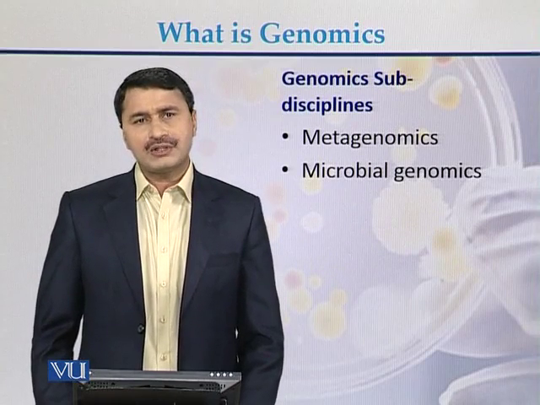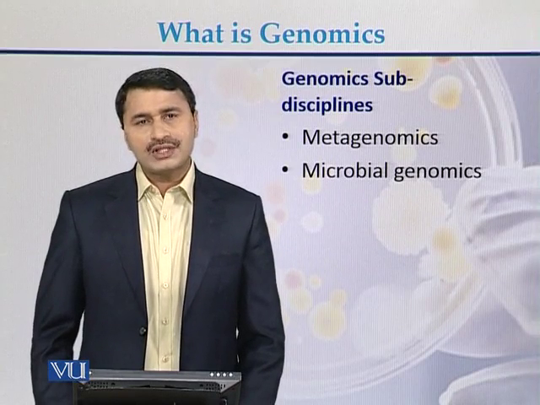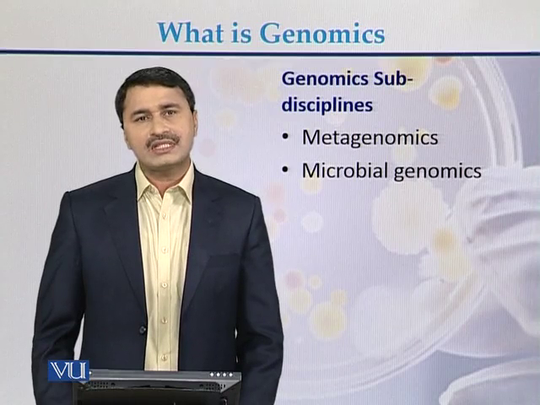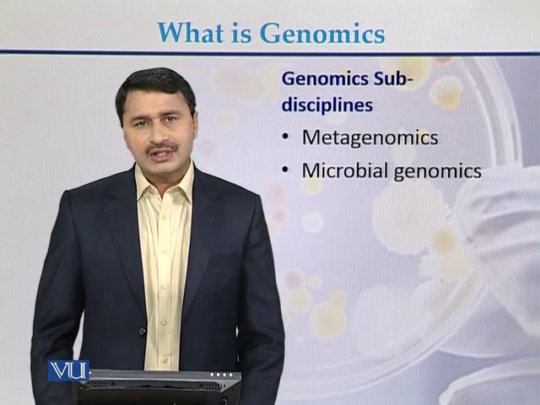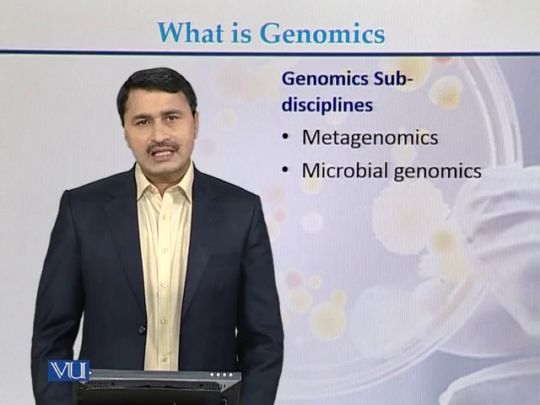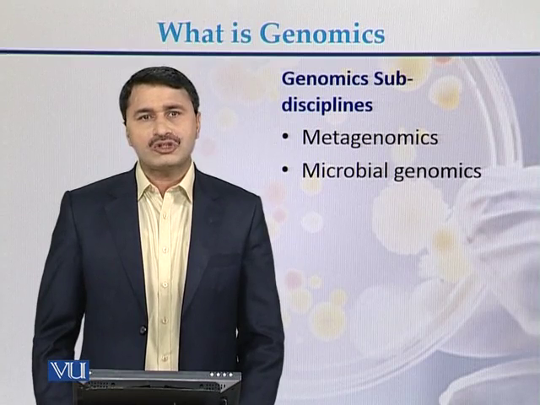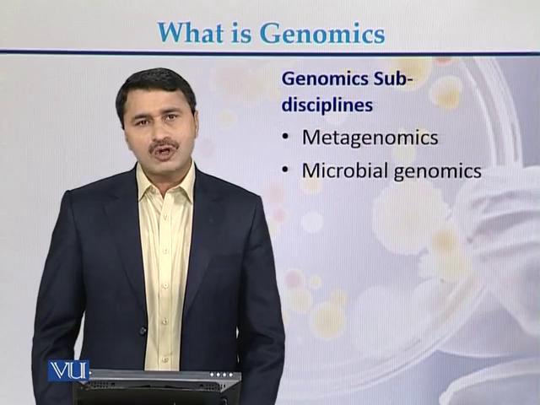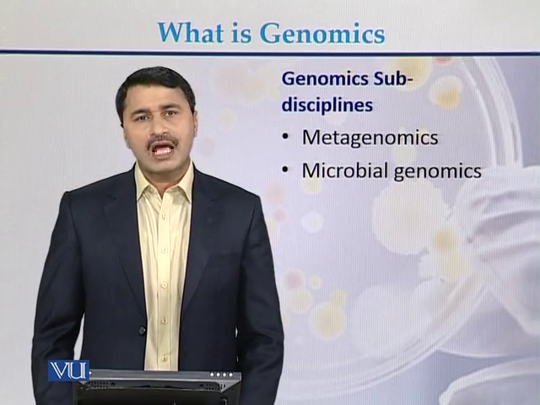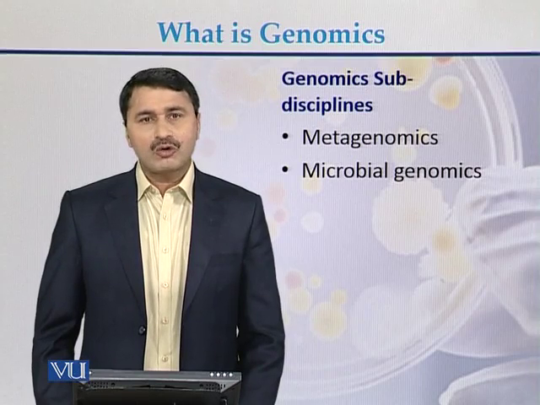There are two other sub-disciplines of genomics. They are called metagenomics and microbial genomics. Metagenomics is the sub-discipline in which we study the genomes of the environment. All the genomes which are present in a specific environment, if we study them, it is called metagenomics. If we study the genomes of microbes like prokaryotes, bacteria, and viruses, this sub-discipline is called microbial genomics.